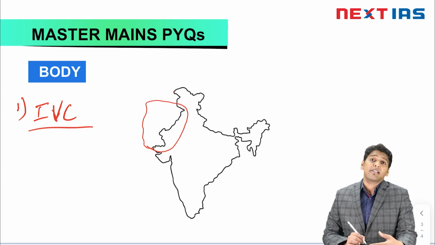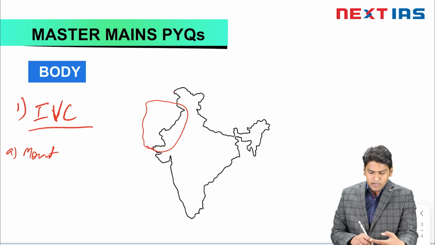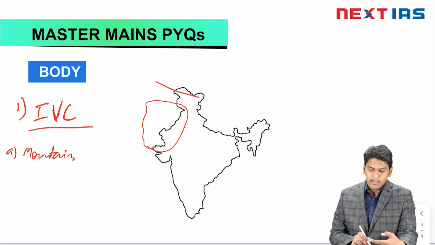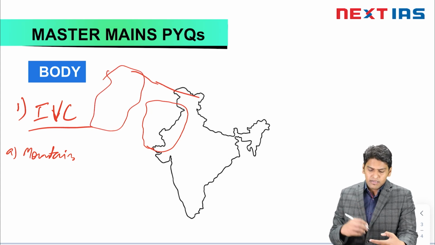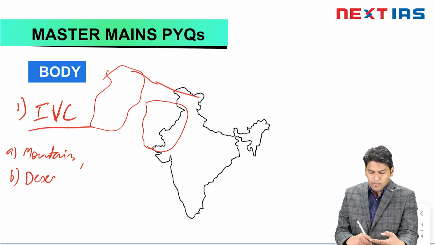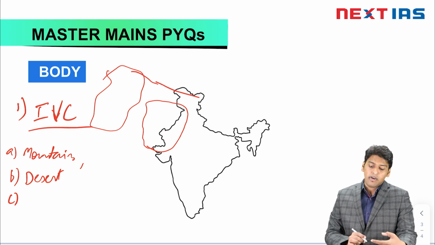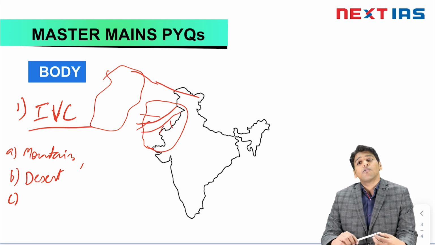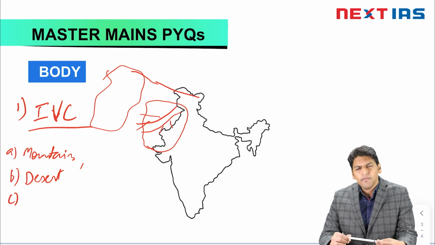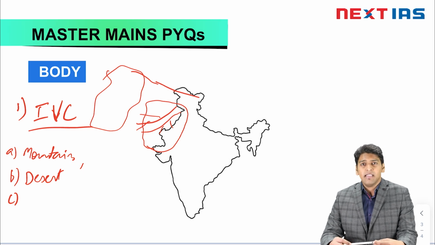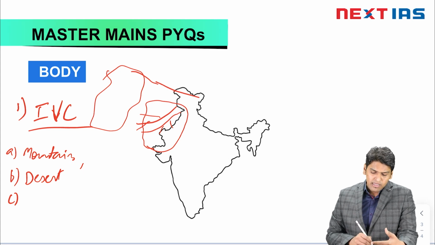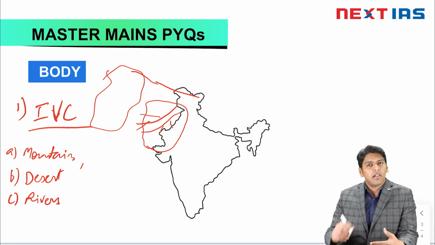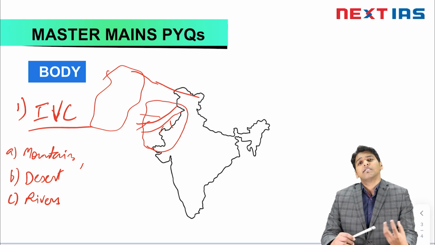The first factor was that it was enclosed. It had mountains protecting it from the north, and a vast desert. Next, an important factor was the availability of rivers. Almost all of the Indus Valley sites can be traced to some river. Some rivers have dried up and cannot be seen today, but geological analysis has revealed that there was a river at that point of time there. So rivers played a very important role in the development of those civilizations and sites.